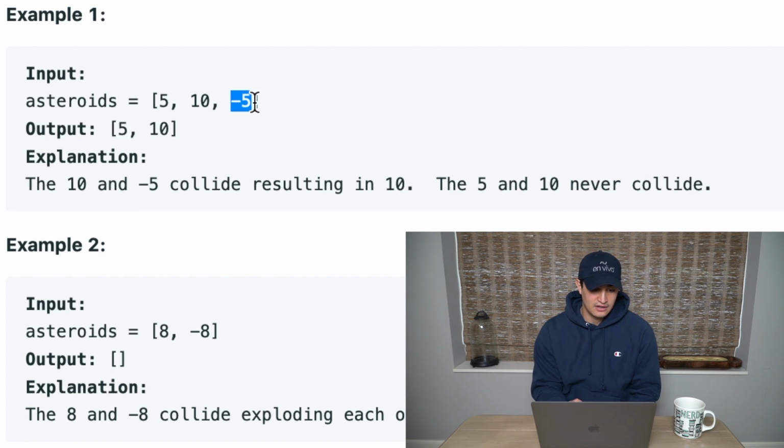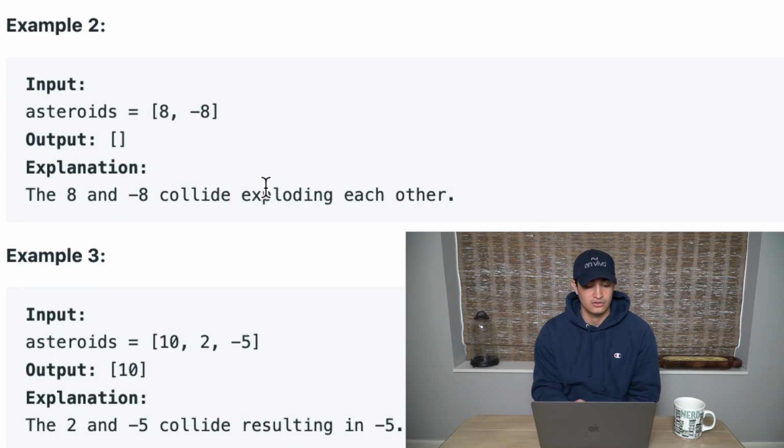And then the reason why -5 goes away is because 10 is moving to the right because it's positive, and -5 is moving to the left, so eventually those asteroids collide. And 10 is greater than -5, so therefore -5 explodes, and 10 is still existing. So again, our answer would be 5 and 10 as an integer array.